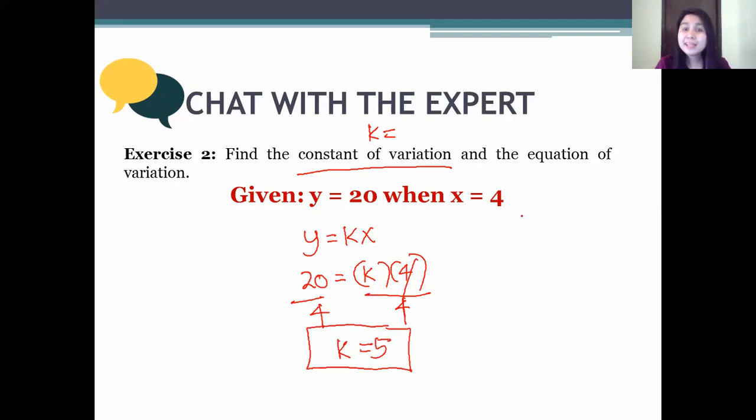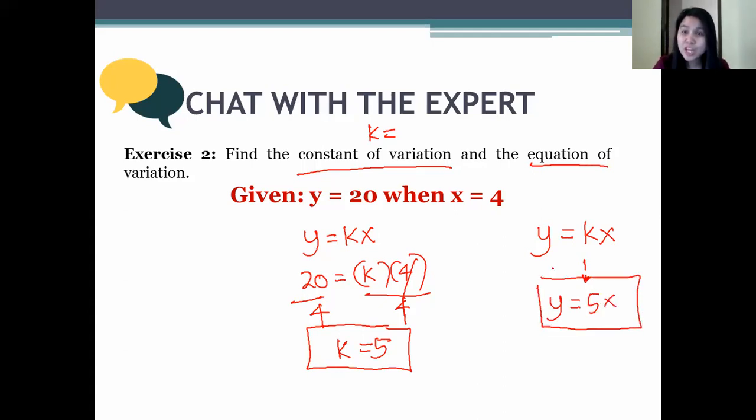Now, let's write our equation of variation. Remember, y equals kx. What's the value of our k? y is equal to 5x. This is our equation of variation. Very good, everybody.